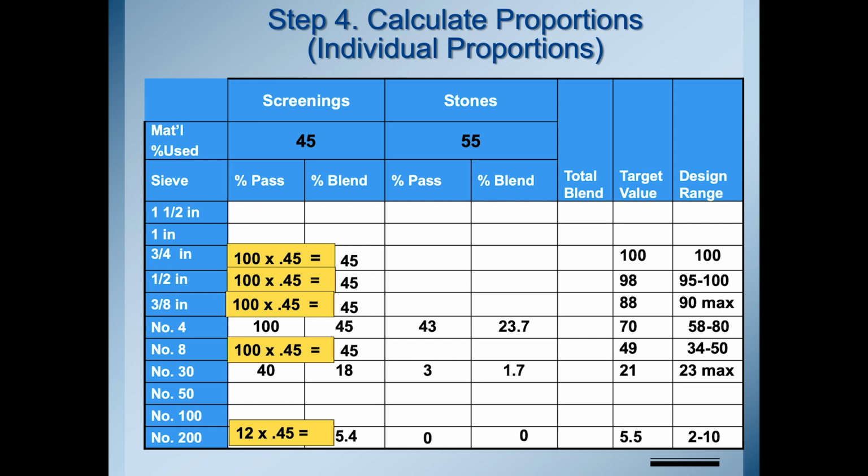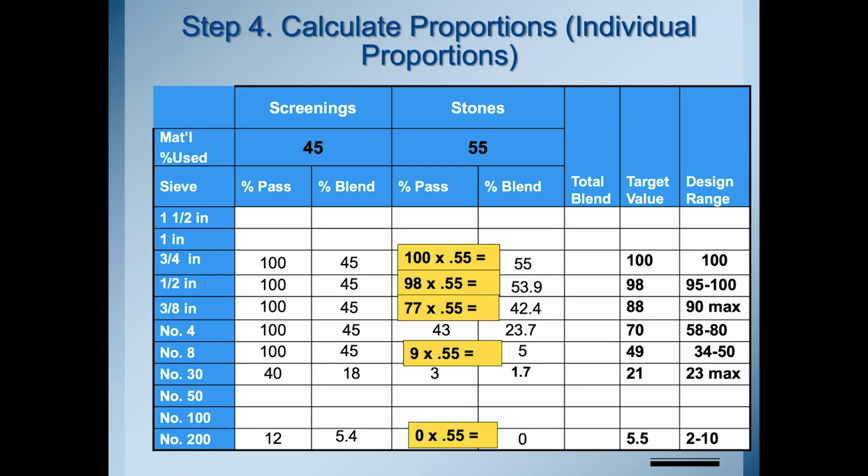We take each one of those and multiply by that percentage that we just set, as a decimal. In the first case, let's say we have the 3/4 inch sieve. We had 100% passing the 3/4 inch sieve. We multiply that by 0.45, and obviously we get 45%. We skip down to the number 8 sieve. We have 100% passing the number 8 sieve as well. We multiply that by 0.45 and get 45 again, exactly what we did before. So skip down to the number 200 sieve. We had 12% passing the number 200 sieve, and 12 times 0.45 gives you 5.4.